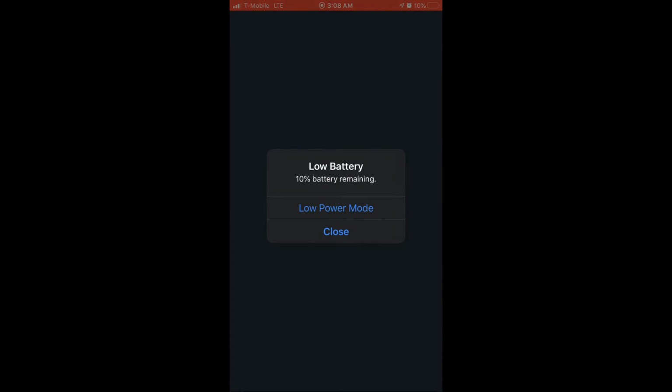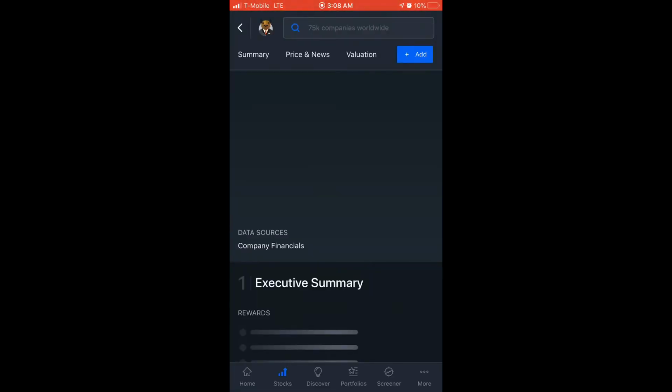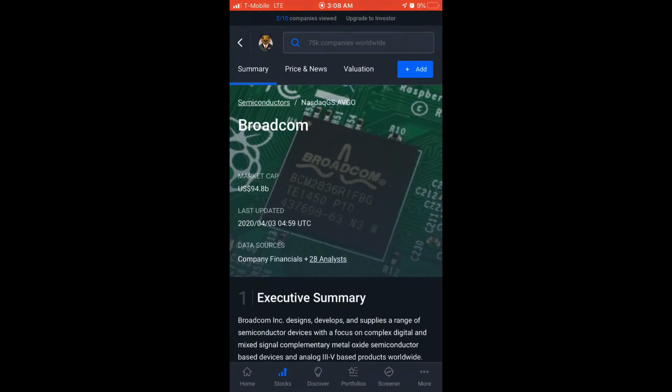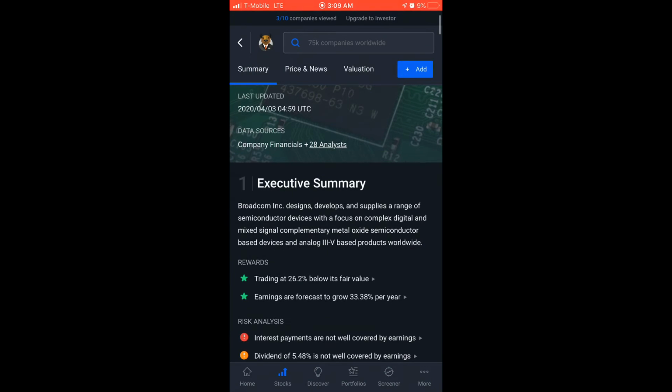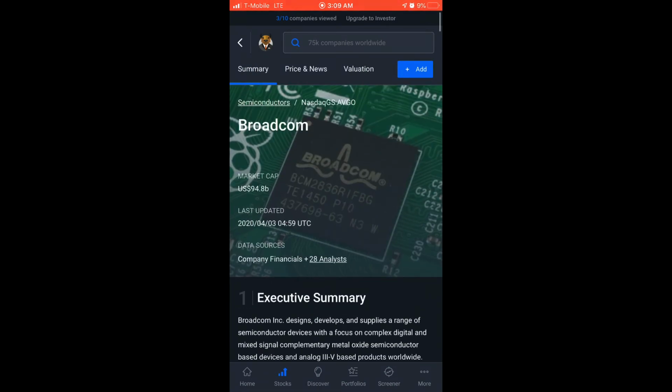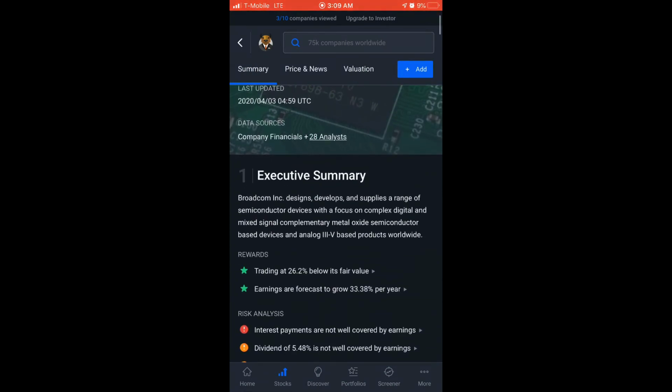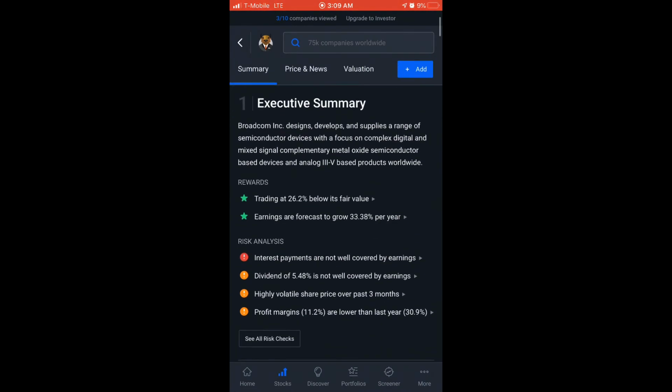Simply Wall Street, get the value here. Let's see here, AVGO. For free they limit you to like 10 companies a month, something like that. But it tells a lot of information here. You can learn a lot about the company here. It says it's trading at 26% below its fair value, so that's a good margin of safety.